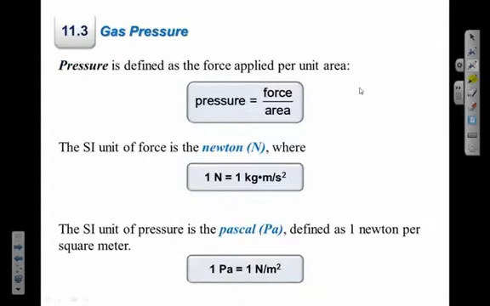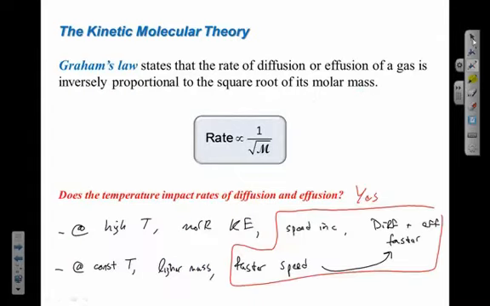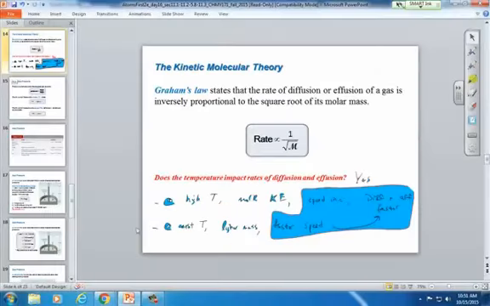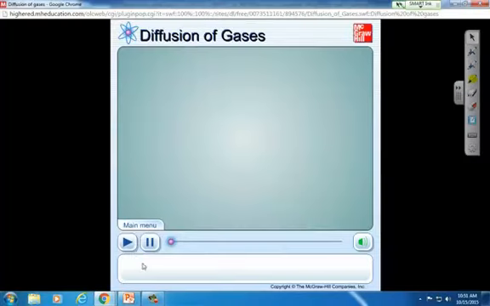And so there's an interesting experiment before we talk about gas pressure we can mention that illustrates that. So I want to turn down the volume.